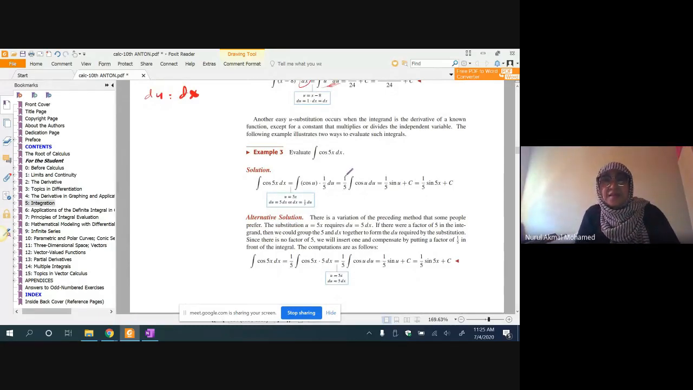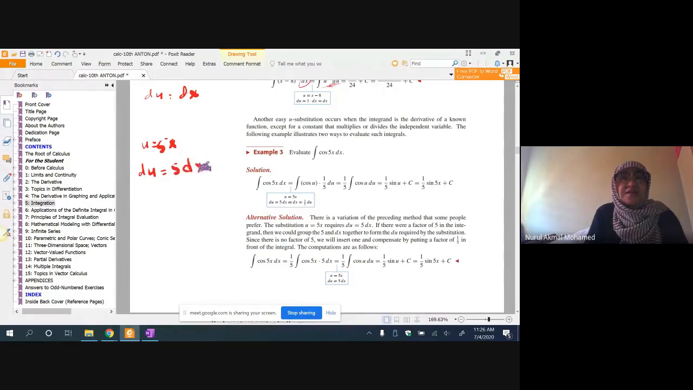Evaluate the integral of cos 5x. So what will be your u here? What are the possible substitutions for u? Our u will be 5x. If you differentiate u with respect to x, you will get du equal to 5 dx. So if you make dx the subject, it will be du divided by 5.